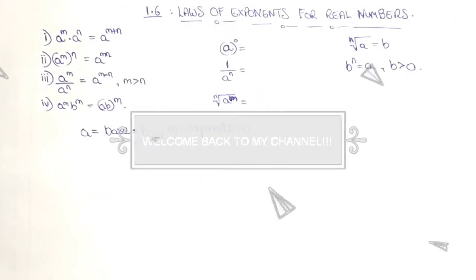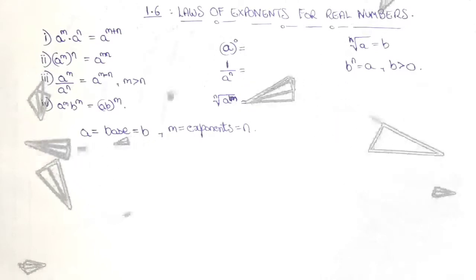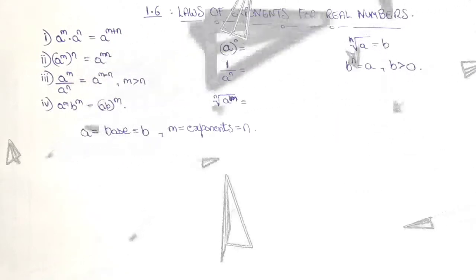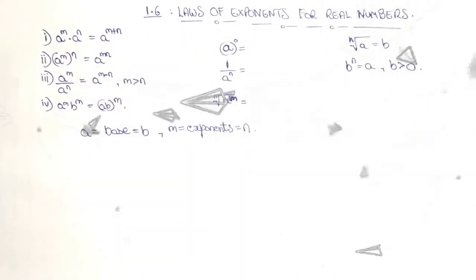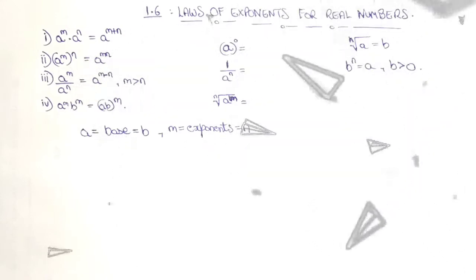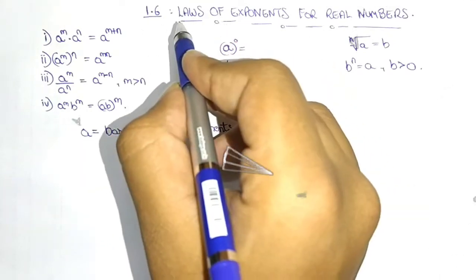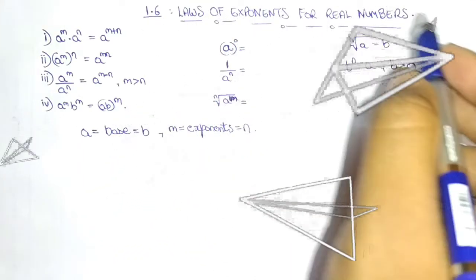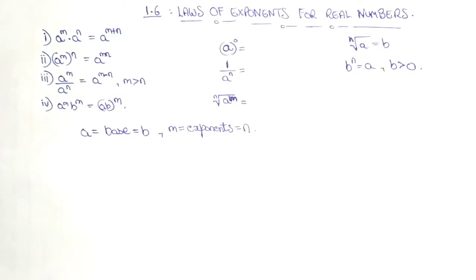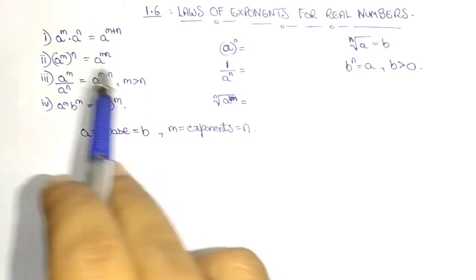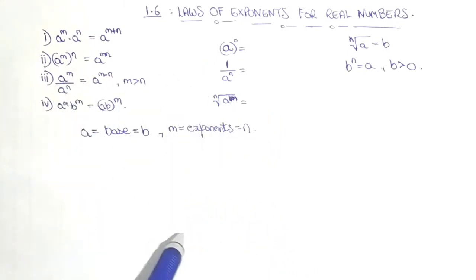Hello everyone. I welcome you all back to the last part of the first chapter of number system in the CRT syllabus. Today we are dealing with the last part, 1.6, that consists of laws of exponents for real numbers, and this is going to be the end of the chapter. The length of this session is going to be pretty small compared to the others.